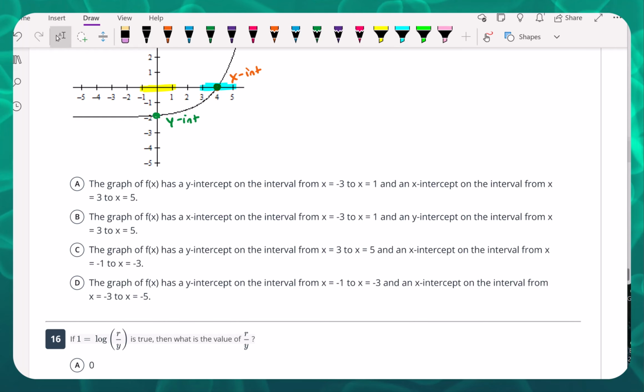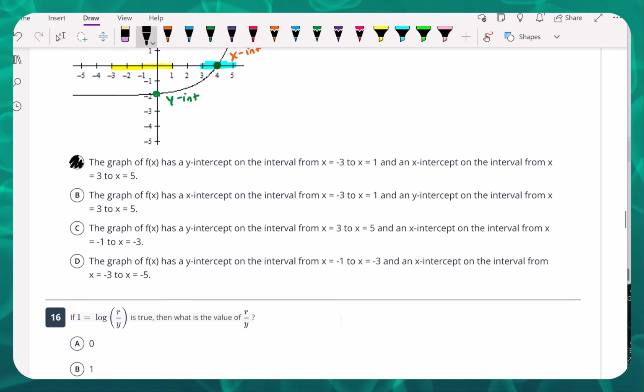So let's see if we can match which one it is. The y-intercept here is between -3 and 1. So does that fall between -3 and 1? Absolutely it does. Okay, and then an x-intercept from the interval 3 to 5, absolutely. So it just happens to be the first choice is correct. All of the other ones do not make sense.